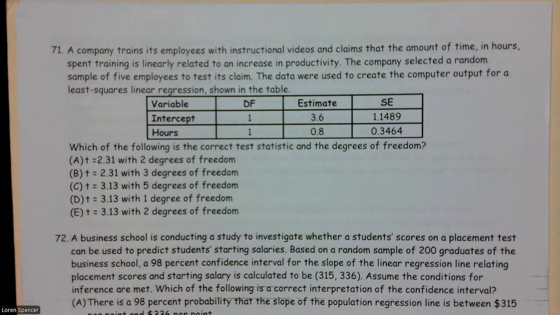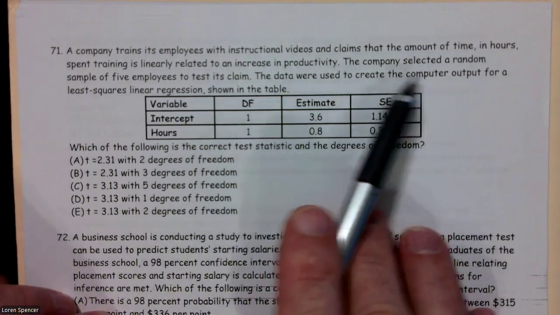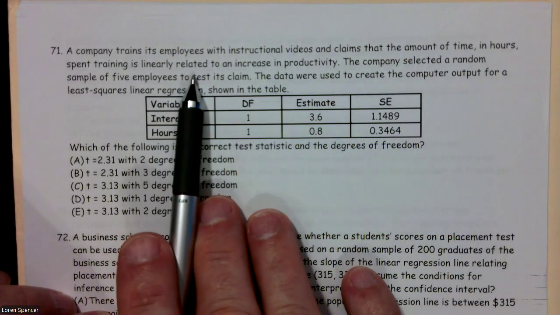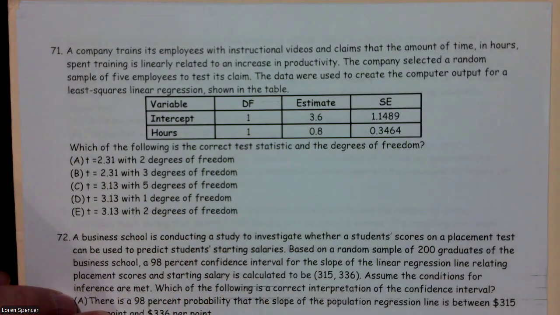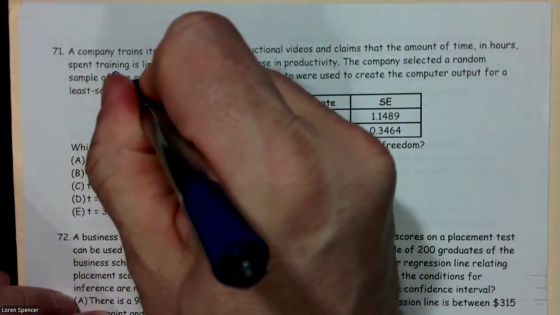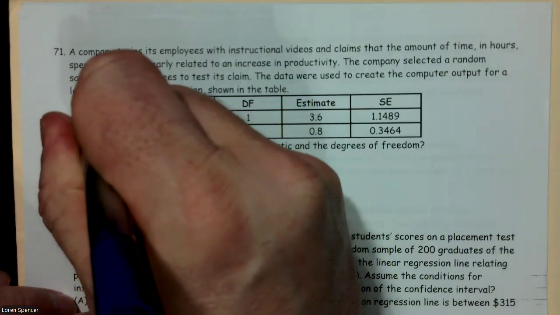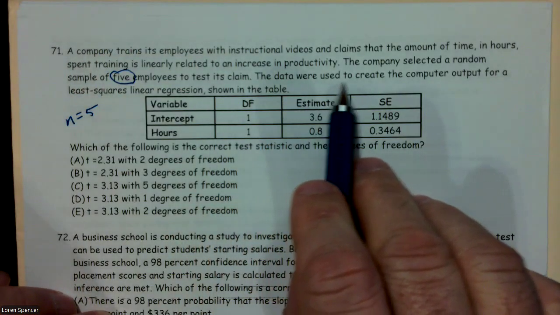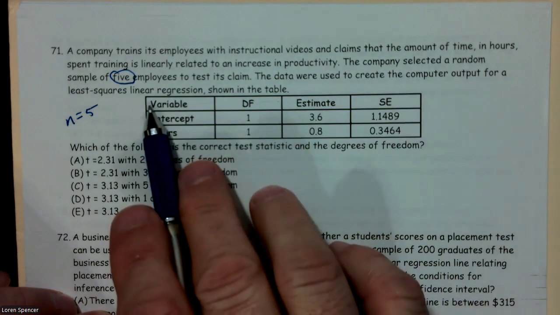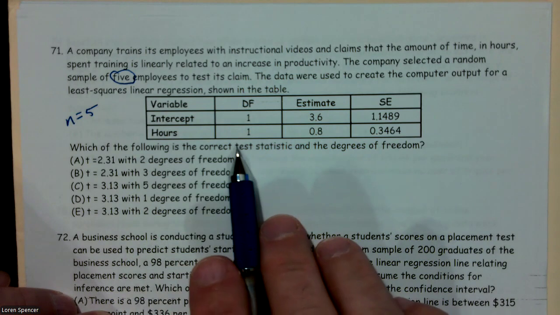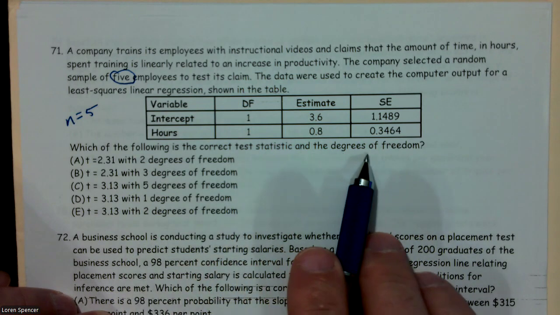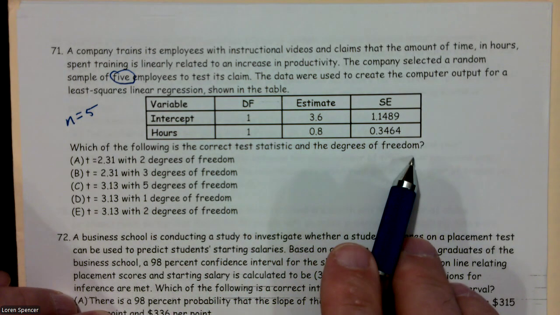These are going to be problems 71 through 80 for regression. A company trains its employees with instructional videos and claims that the amount of time in hours spent on training is linearly related to increased productivity. The company selects a random sample of 5 employees. That's going to be important. So we know our sample size is 5. The data we use to create the computer output for a least squares linear regression is shown in the table. Which of the following is the test statistic and the degrees of freedom?